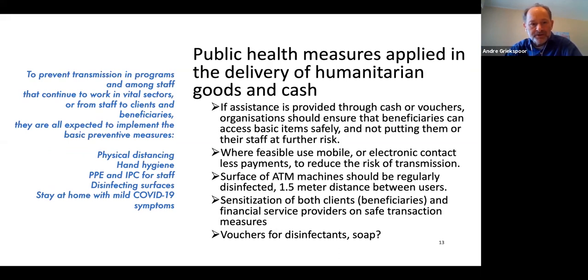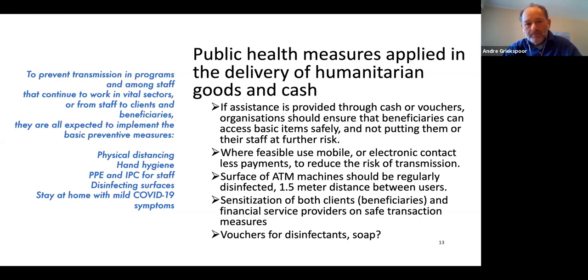So all vital sectors, and I think most humanitarian programming will fall under that, should basically or are expected to implement the basic preventive measures: physical distancing, hand hygiene, personal protective equipment for staff, IPC measures, disinfecting surfaces that are regularly used by clients or beneficiaries, and implementing approaches in programming that allows people with COVID symptoms, or those that have to quarantine, to stay at home and have alternates collect the assistance on their behalf, so that you avoid people with symptoms coming to distribution sites, for example.